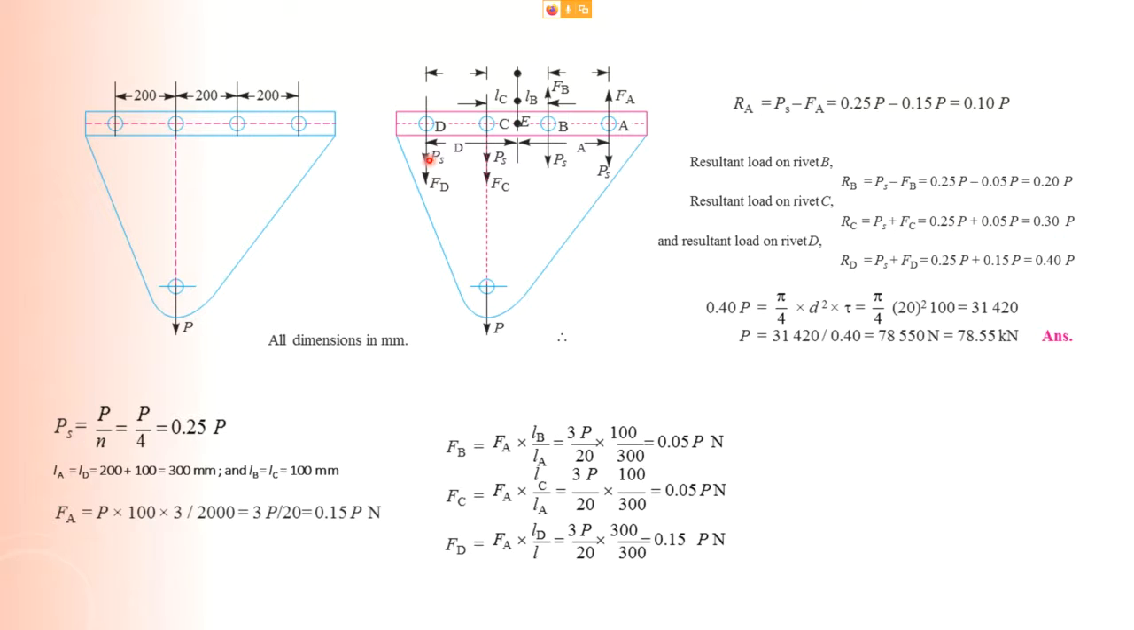RD, when you look at this, both of them are acting down, so the resultant will be acting down. You add up these two components here to get 0.4 P. So from RA to RD, you pick up the maximum, that is 0.4 P as RD. Then from there, since we know the diameter, we can find out the P. That is 78.55 kilonewton. Okay, thank you very much. That's for this example.